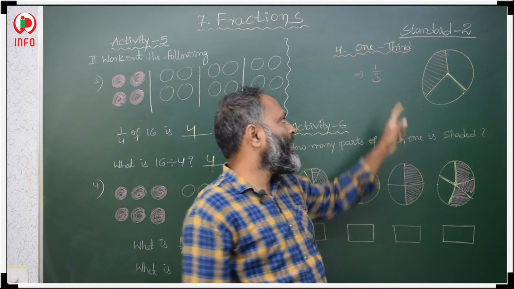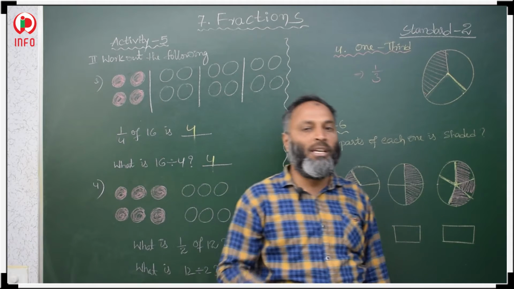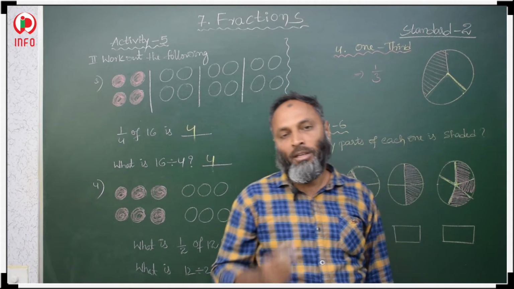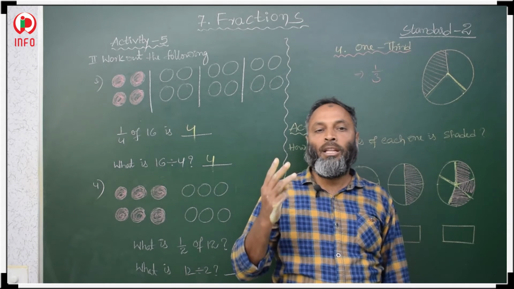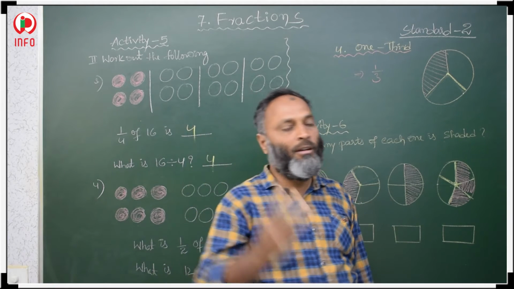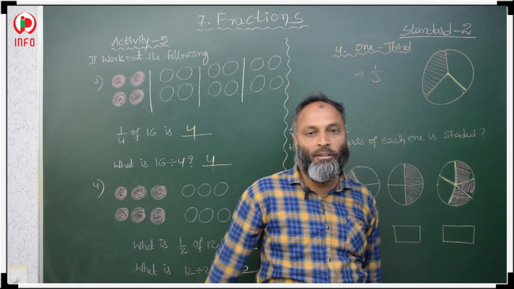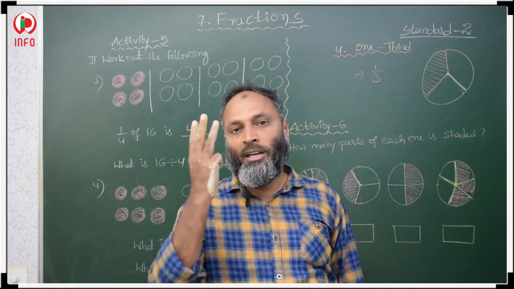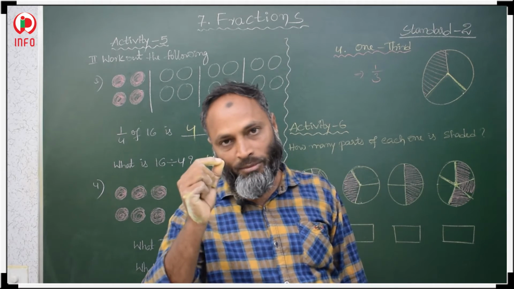So then how to read? 1/3. Half means 1/2. Then quarter means 1/4. Then 3/4 means three-fourths. And 1/3 means one-third. What is 1/3? Out of 3 parts, we should shade one part, that is 1/3.